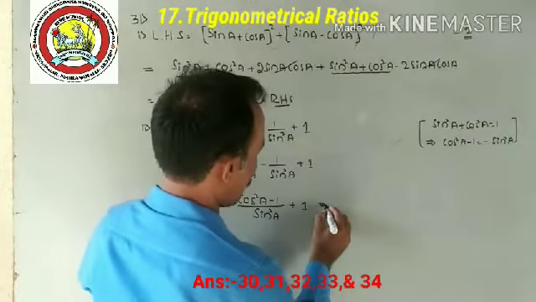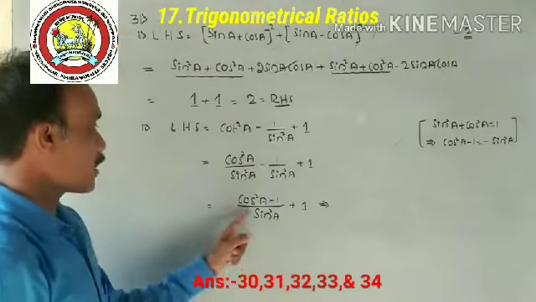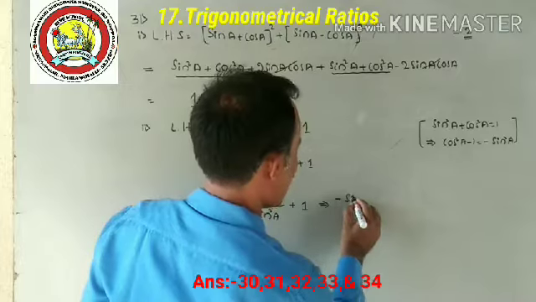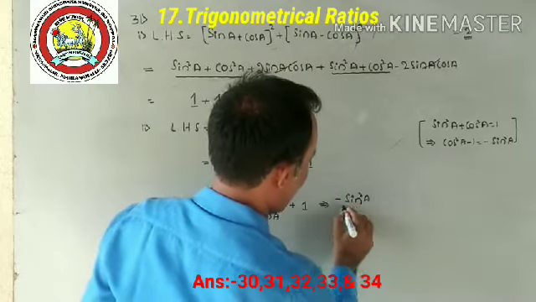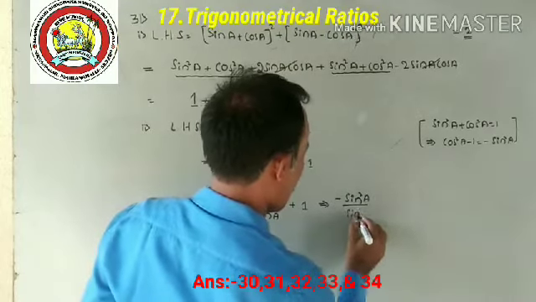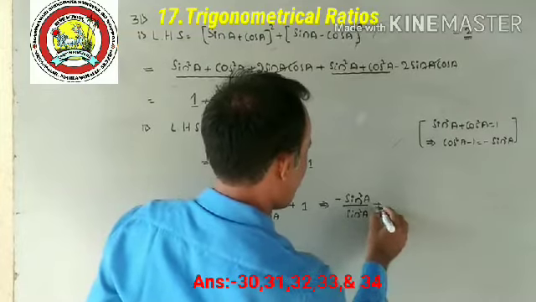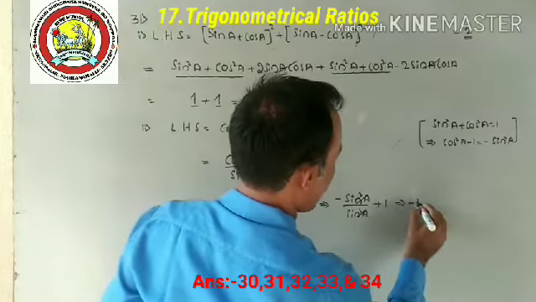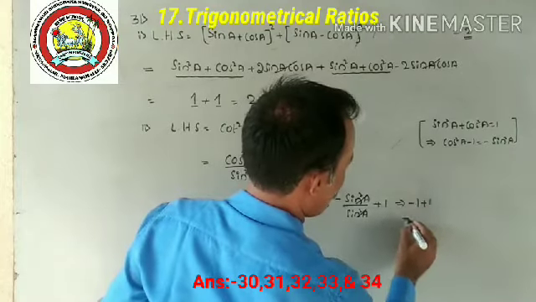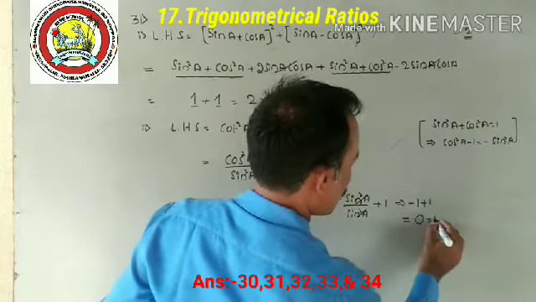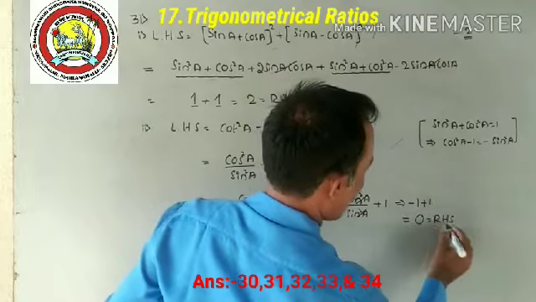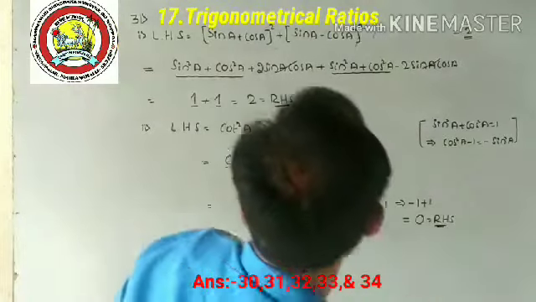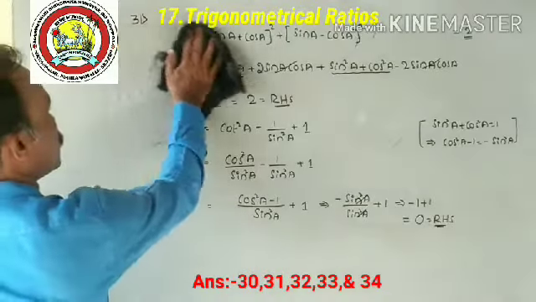Now, which implies, I will replace cos square A minus 1 with minus sin square A. Minus sin square A divided by sin square A cancels, plus 1. So this implies minus 1 plus 1, so this is equal to 0. So this is the RHS answer. Okay, next let's see question number 3.